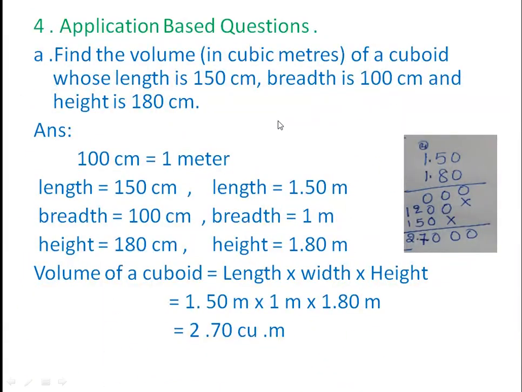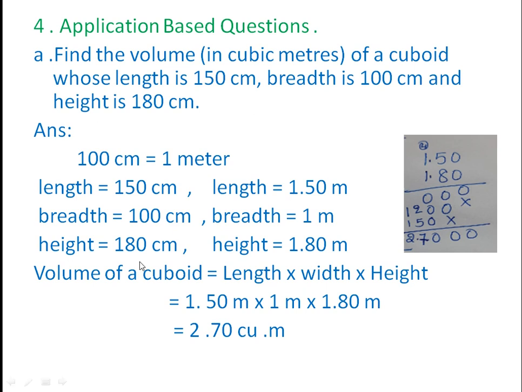Okay, next, see another fourth, application based questions. Okay, A, find the volume in cubic meters. Find the volume in cubic meters of a cuboid whose length is 150 centimeters, breadth is 100 centimeters, and height is 180 centimeters. Okay, the values of length, breadth, height are in centimeters, but we want the volume in cubic meters. Means we will change the centimeters into meters.